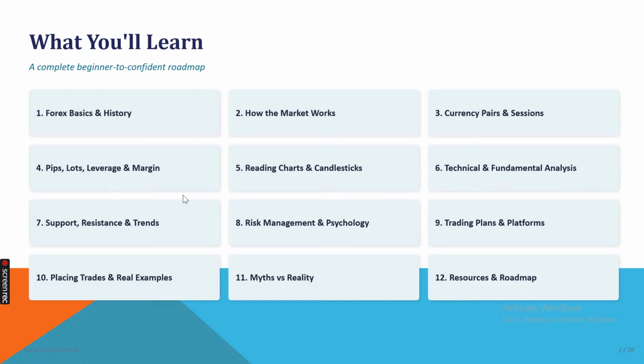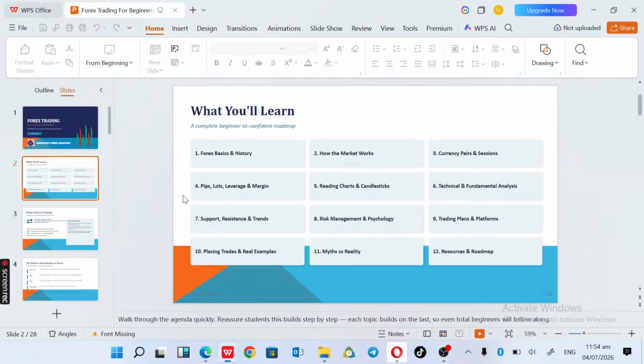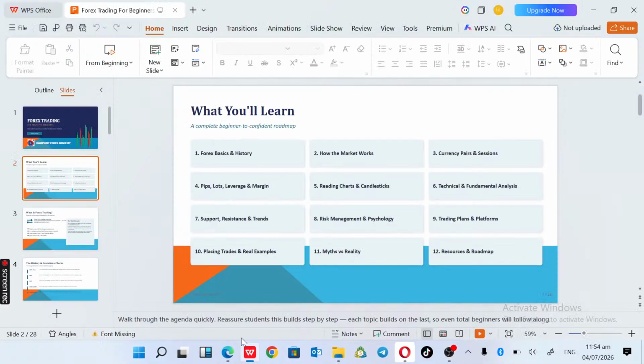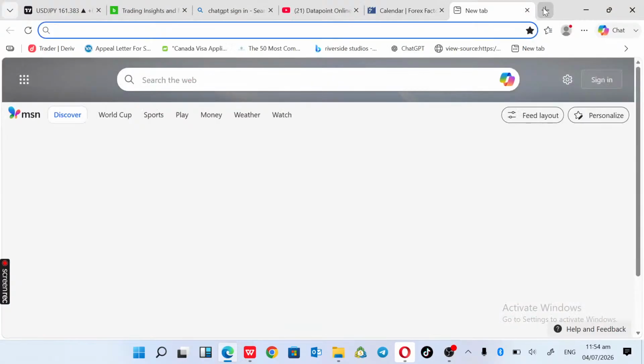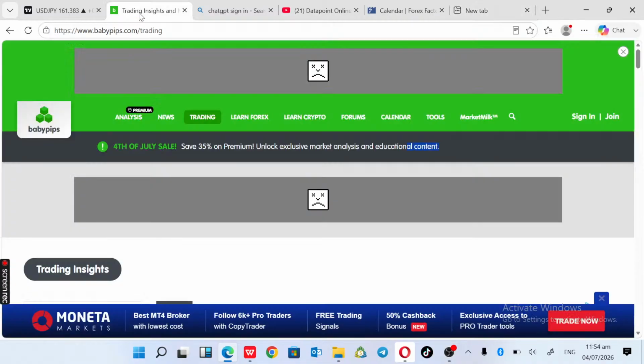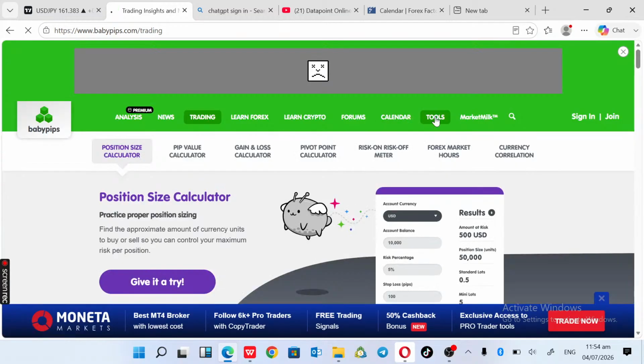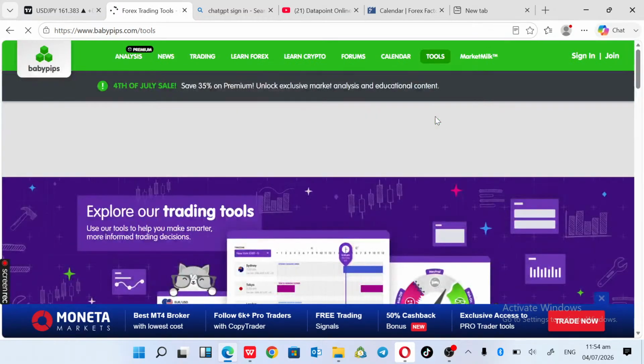Now, how do you do that? I'll take you to that level later. There's a page we call, I think it's under Babypips. We can still get that under Babypips. You go to tools, and under tools.